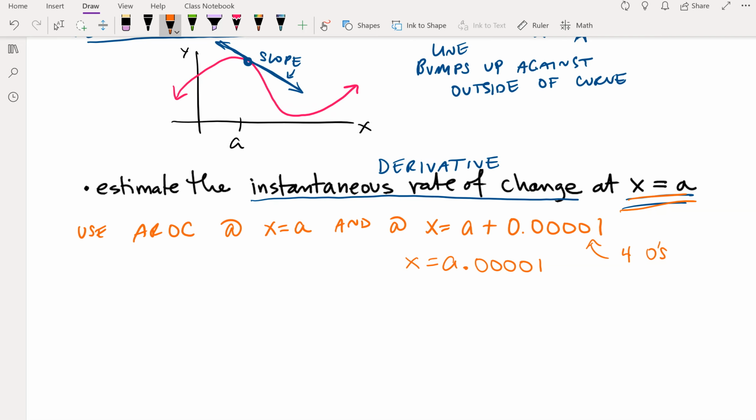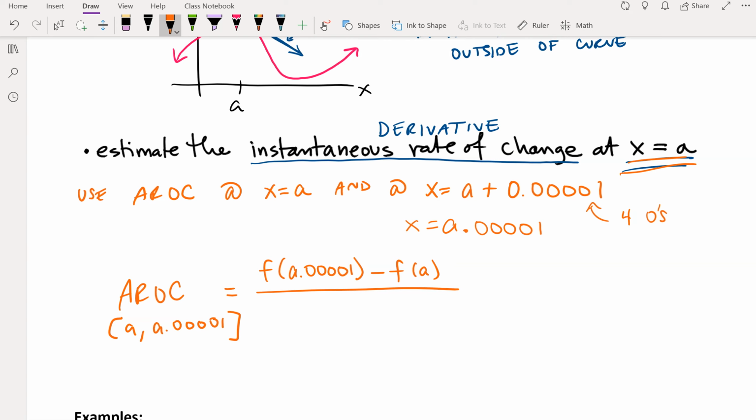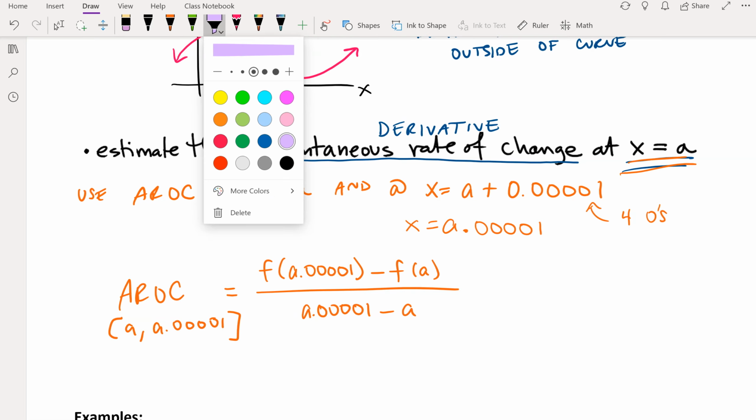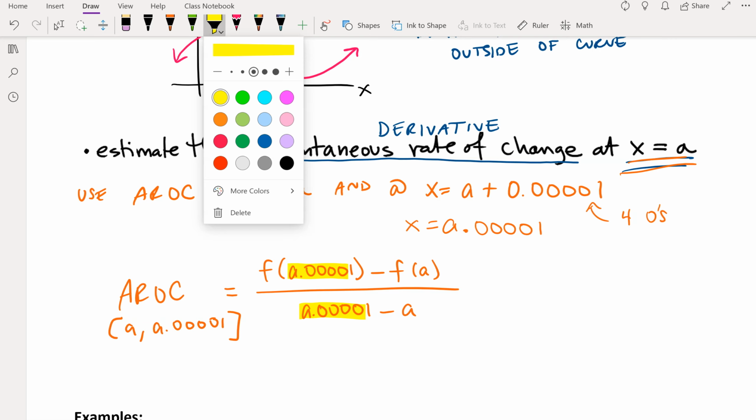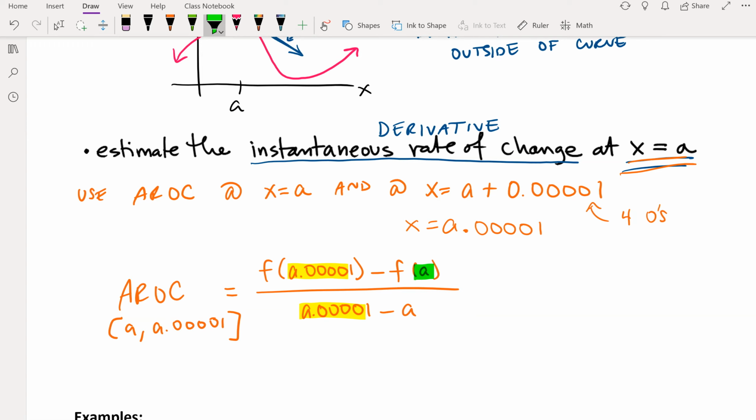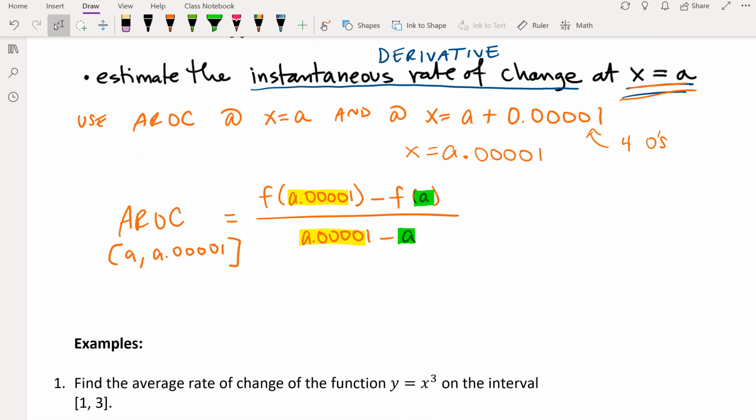And really quick, let's write the notation of what that would look like. So you would do AROC from a to a plus 0.00001, which would be the same as f of a plus 0.00001 minus f of a, over a plus 0.00001 minus a. And I want you to notice before we move on, these sit above each other. So if you flip your x values or your y values, you may get this wrong. The y values related to the x values sit right above those x values.